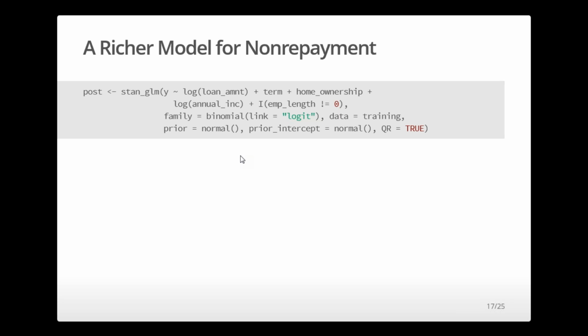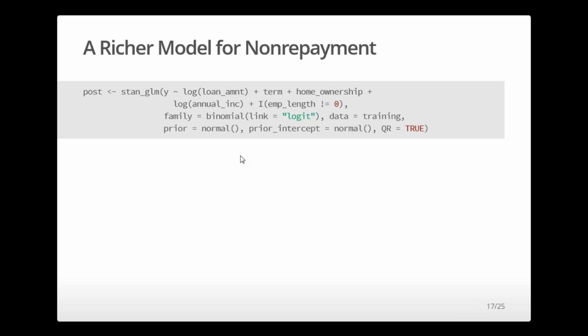You could easily use student t distribution for the priors. We have some other priors known as hierarchical shrinkage that we're not going to get into today, all of which are possible, although the normal distribution is the default.